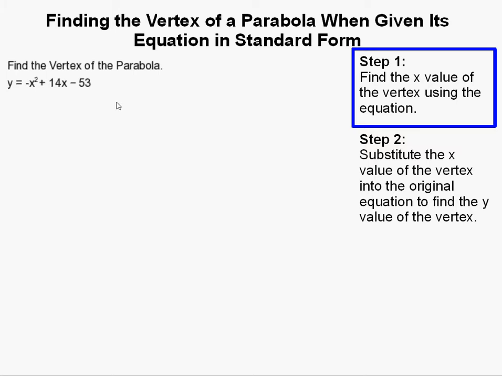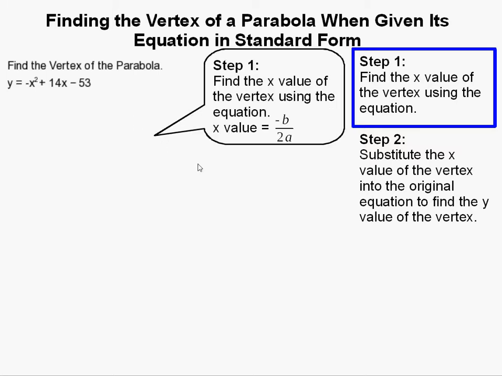You could just convert it to vertex form if you learned how to do that. If you haven't learned how to do that, then we do it like this. We find the x value using the vertex equation, and the vertex equation for the x value is negative b over 2a. That's just something you have to memorize for now.